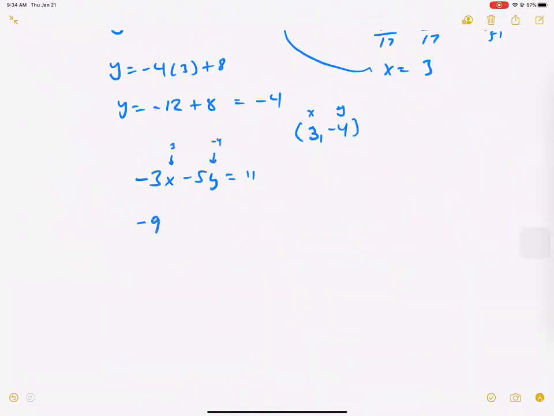Let me just write it so you guys can see it. Negative 3 times 3 and negative 5 times negative 4. Does this become 11? Negative 9 plus 20. Yes, this is true. 11. 20 minus 9 is 11. Okay, so we can double check our work.